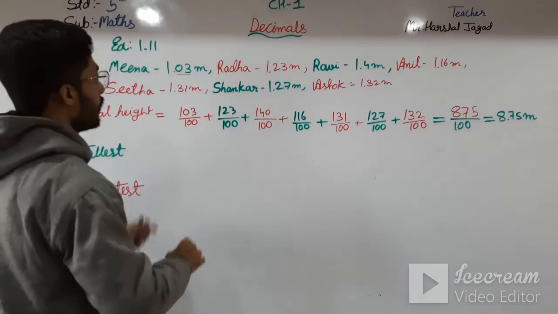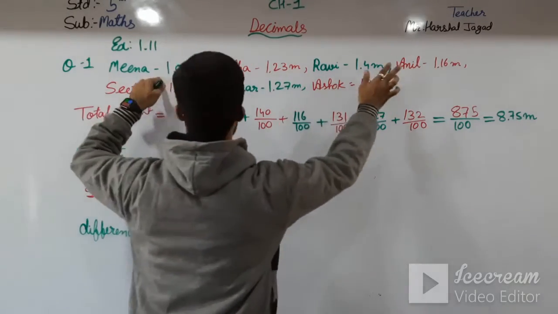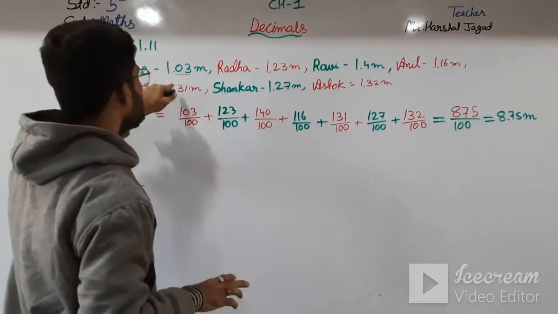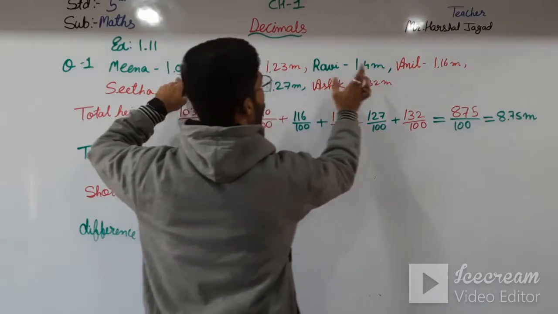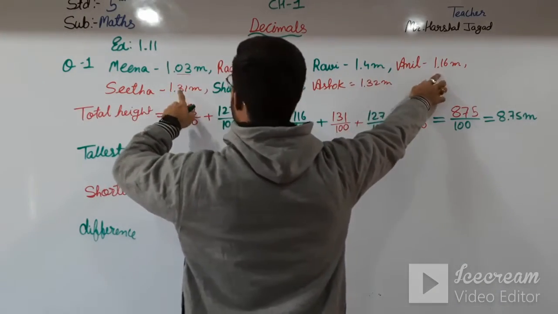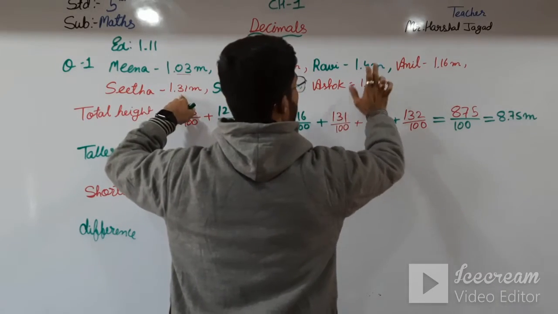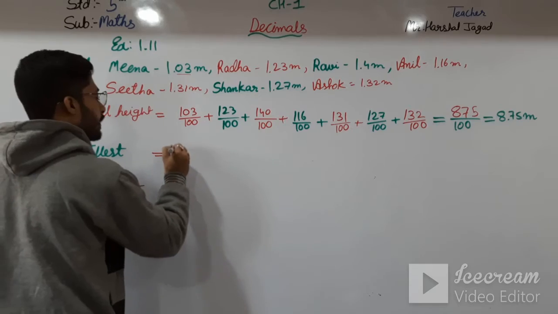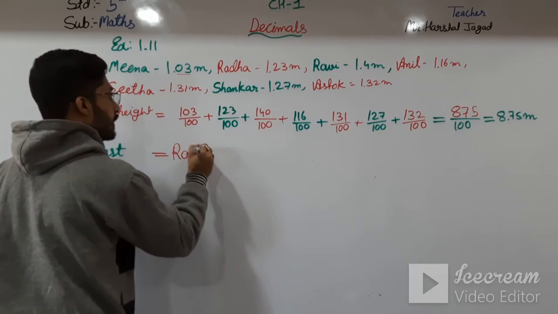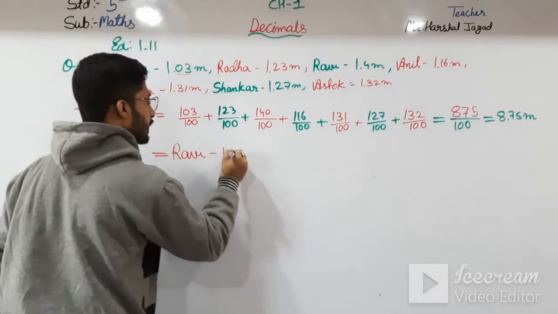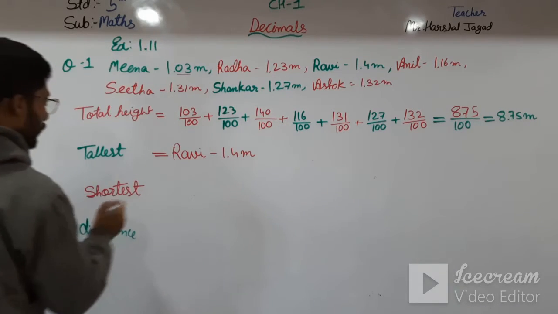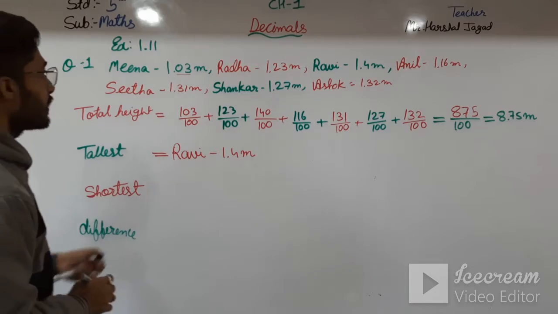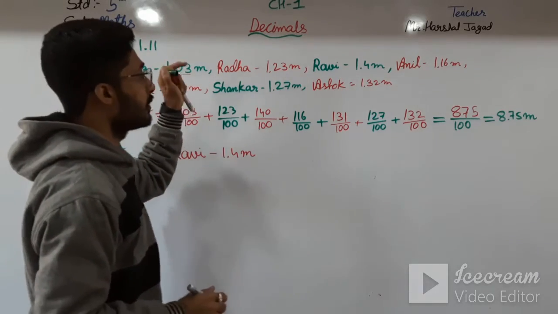Let us see. First of all, all have 1, 1, 1, 1, 1, 1, 1, so all have that in common. Then after here is 0, 2, 4. Here is 4. 1, 3, 2, 1. So 4, Ravi is the tallest. Ravi is tallest, that is 1.4 meter. And who is the shortest? You can see Meena, that is 1.03.